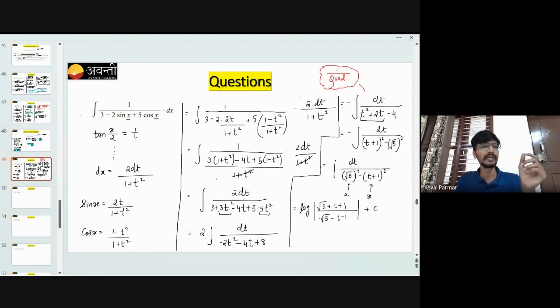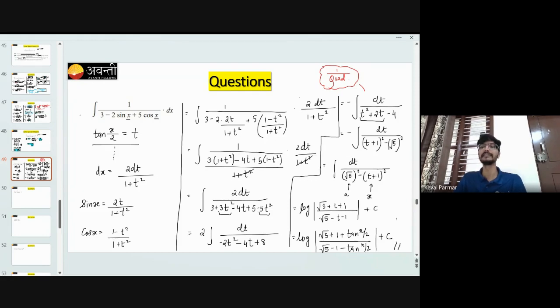Lastly, we resubstitute the value of t. What is the value of t? The value of t is tan x by 2. So that means I can rearrange it as log of mod root 5 plus 1 plus tan x by 2 upon root 5 minus 1 minus tan x by 2 plus c. This is my answer. I hope it is clear.